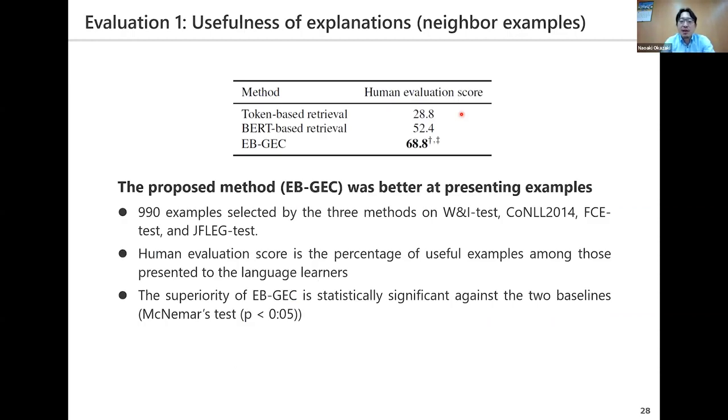So we evaluated the usefulness of the examples presented to the language learners. The token-based baseline retrieves examples from training data by using surface match. The BERT-based baseline retrieves examples based on the similarity between contextualized token representations. This table shows the percentage of useful examples presented by these methods, and this is judged by language learners. As shown in this table, the proposed method EB-GEC was better than these baselines. The language learners answered 70% of examples presented by the proposed method as useful.